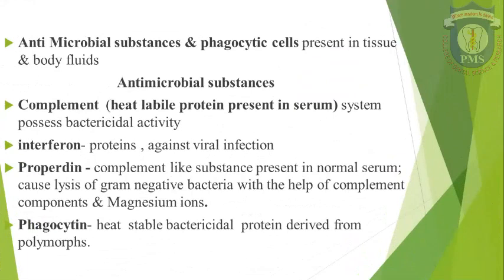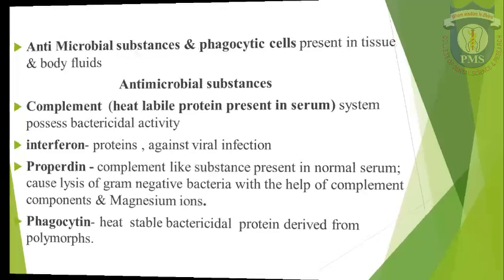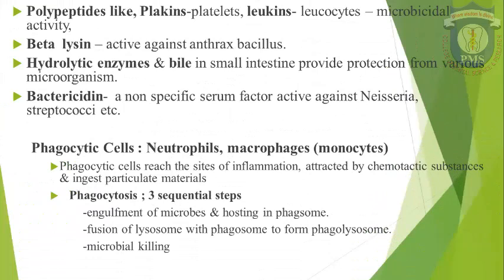Antimicrobial substances include the complement system, which causes bactericidal activity. Interferons are proteins against viral infection. Properdin is a complement-like substance present in normal serum. Phagocytin is a heat-stable bactericidal protein derived from polymorphs. Polypeptides like plakins present in platelets and leukins present in leukocytes all possess microbicidal activity.